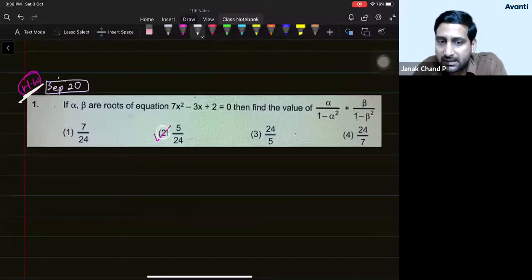It is exactly like the previous question, right? You may have to cross multiply this and simplify, and then you can get all the values in terms of sum and product. Answer is this.